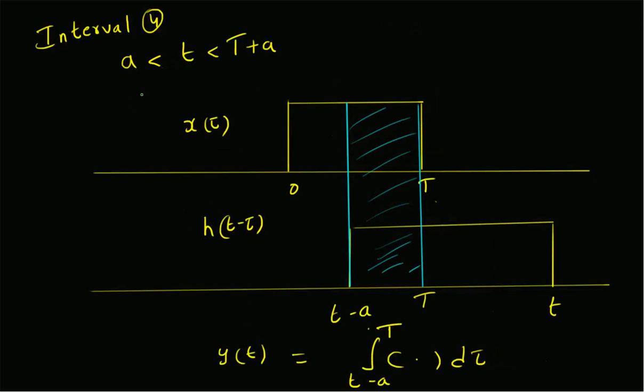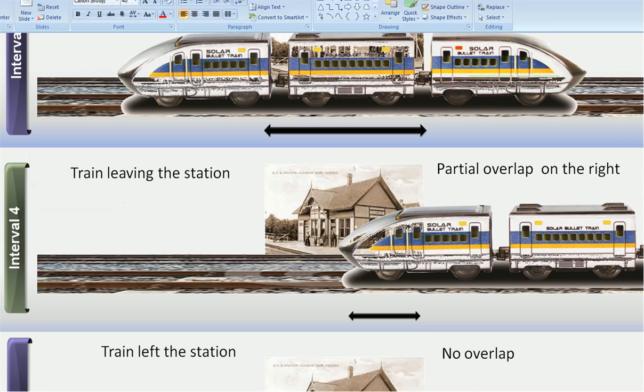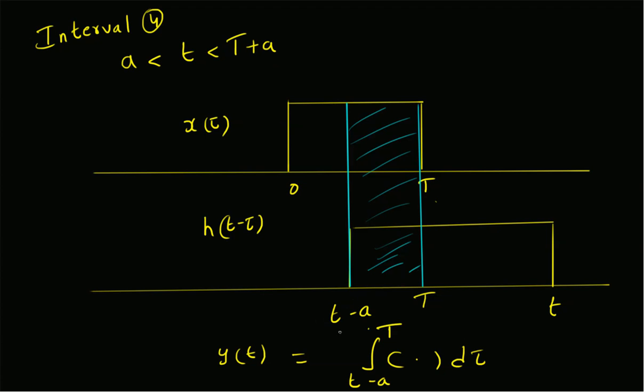Now in the next interval, the value of small t is between a and capital T plus a. In terms of the train, the train has started to leave the station, so there is a partial overlap from the right side. The back end of the train is still within the boundaries of the station. So the integration limits are from the back end of the train to the front end of the station, in other words from t minus a to capital T. So y of t will be that integration from t minus a to capital T.